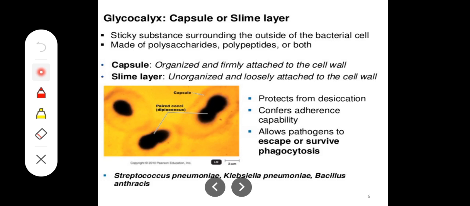The next is the glycocalyx and capsule or slime. So what is the glycocalyx? Basically, it's a sticky substance that surrounds the outside of the bacterial cell. It's made of polysaccharides, polypeptides, or both. So what is a capsule? A capsule is organized and firmly attached to the cell wall, but slime is unorganized or loosely attached to the cell wall. And it allows pathogens to survive phagocytosis. Phagocytosis means eating of food.